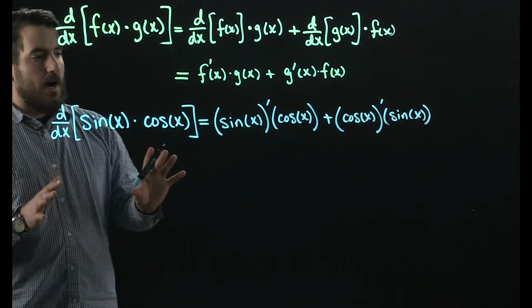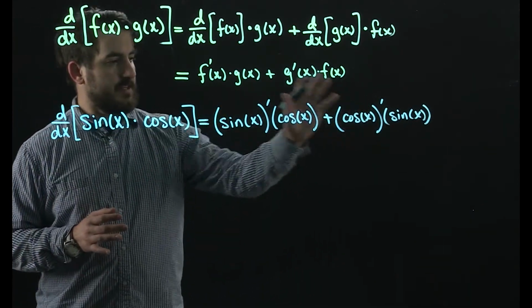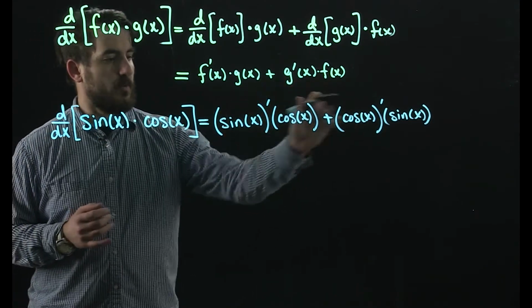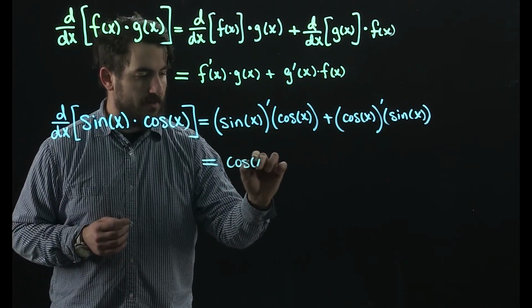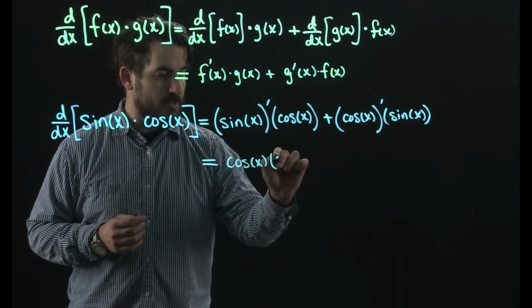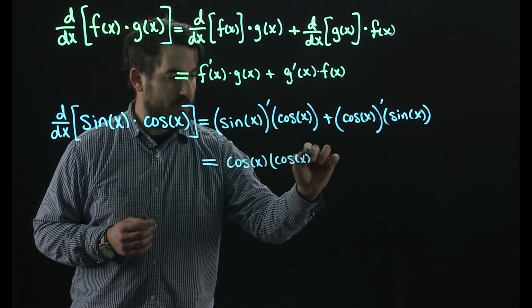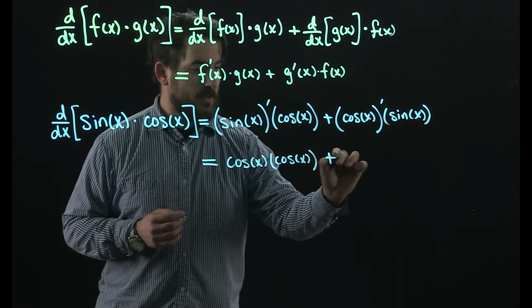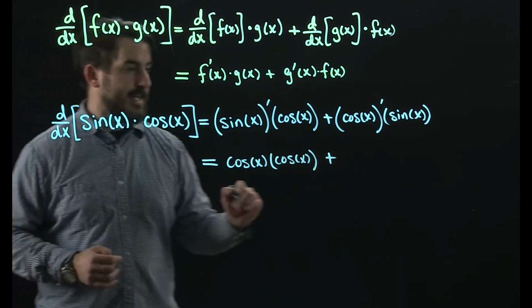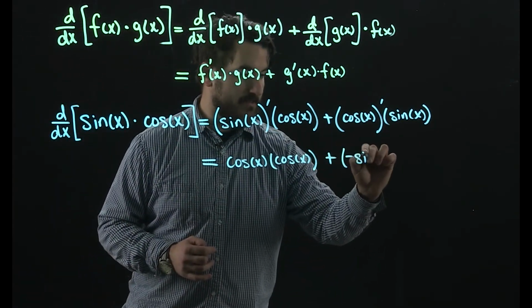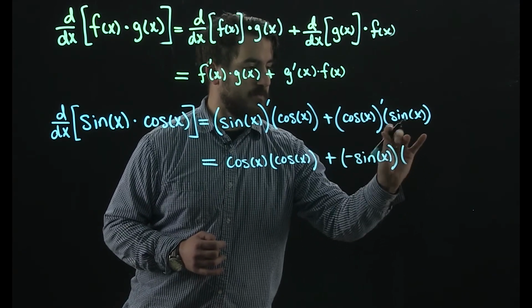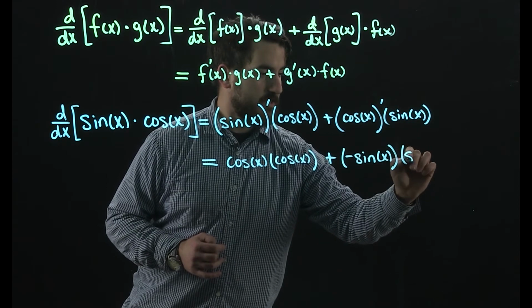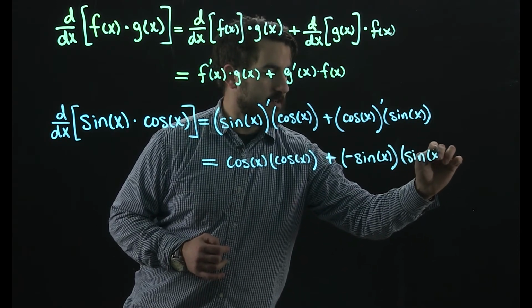And so I'm going to look at each of these terms. I need to take the derivative of each one of these. So the derivative of sine is cosine of x times cosine of x plus the derivative of cosine is negative sine, so that's negative sine of x, no prime, we're done with the prime, times sine of x.